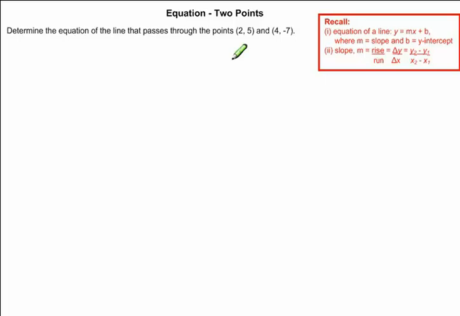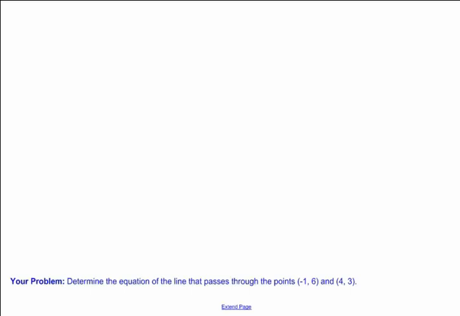This clip reviews how to find the equation of a line using 2 points. The problem asks to determine the equation of a line that passes through the points (2, 5) and (4, -7). Scrolling to the bottom of the screen, you will notice a problem for you to complete. Please take a moment to copy it down.